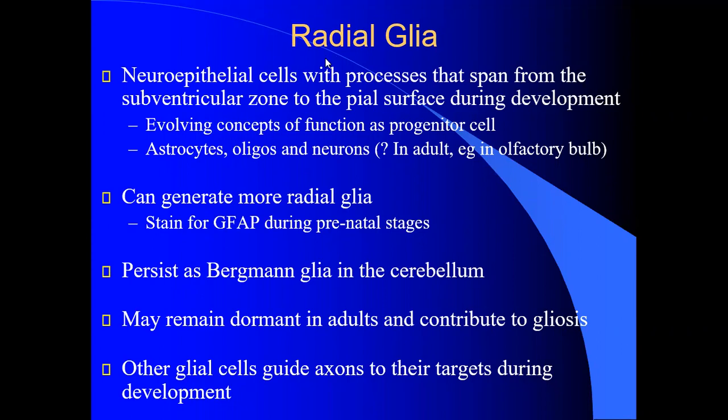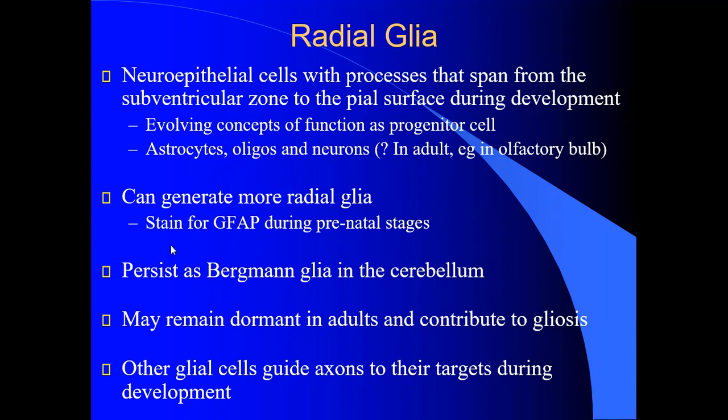But at any rate, for now, the point is that they span all the way from the subependyma to the subventricular zone. They're going to go from pia to the ependymal lining. All right. They are progenitor cells at some stages. Then they settle in. They can make neurons. They can make astrocytes. They can make oligos. They can generate more radial glia.